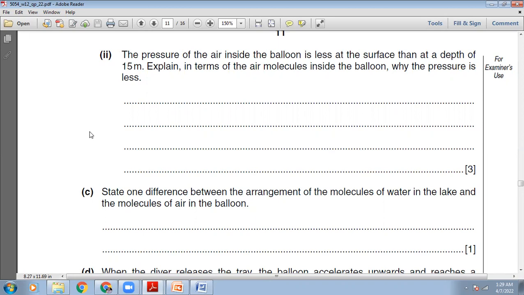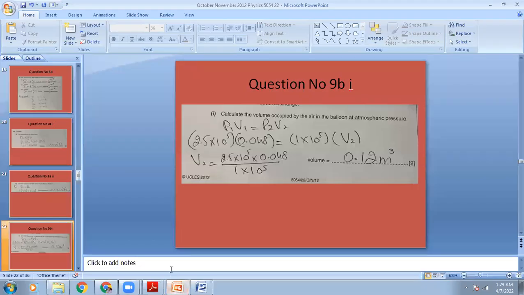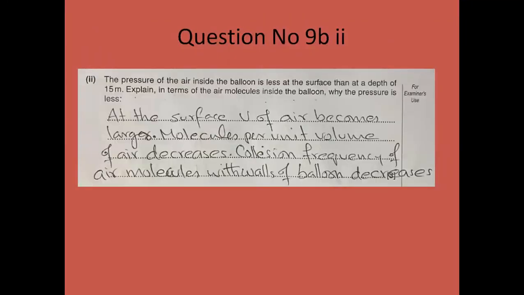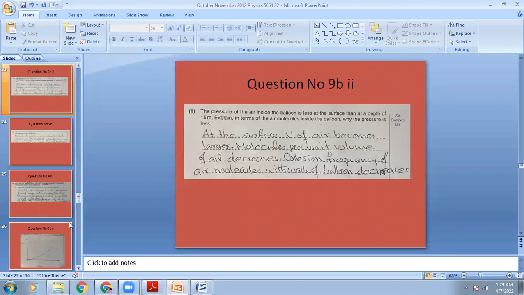And the distance between the molecules has increased when the balloon is at the surface, because the balloon will become larger. So the distance between the air molecules inside the balloon has increased. The number of molecules per unit volume has decreased. Their collision frequency with the walls of the balloon has decreased. So that's why the pressure of the air in the balloon, when it reaches the surface of the lake, will decrease. At the surface, the volume of the air becomes larger, molecules per unit volume of the air decrease, and the collision frequency of the air molecules with the walls of the balloon decreases. This is my answer. So let's have a look at the marking scheme.